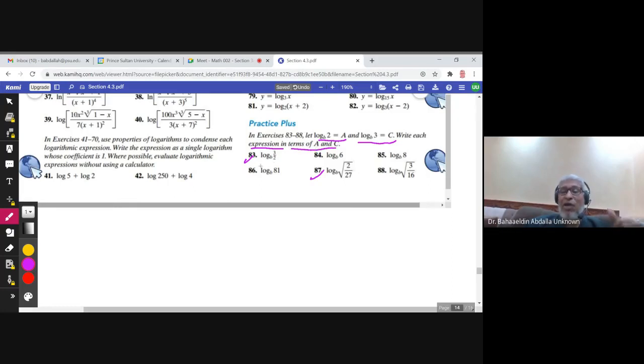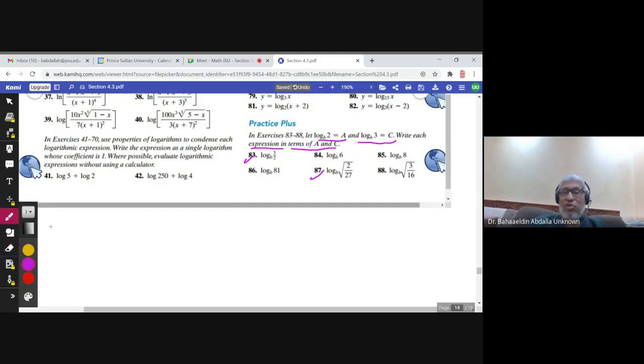Okay, I will leave 83 for you. I will solve 87. I need to write this expression in terms of A and C. And your answer should be, for example, log of square root of 2 over 27 to the base b is A plus 2C, for example. Okay, this is what he meant when he says write it in terms of A and C.